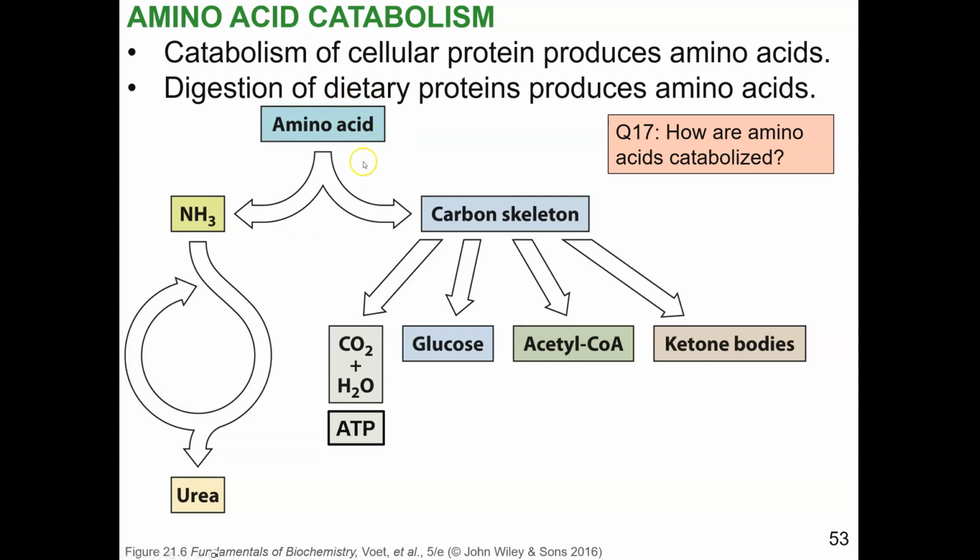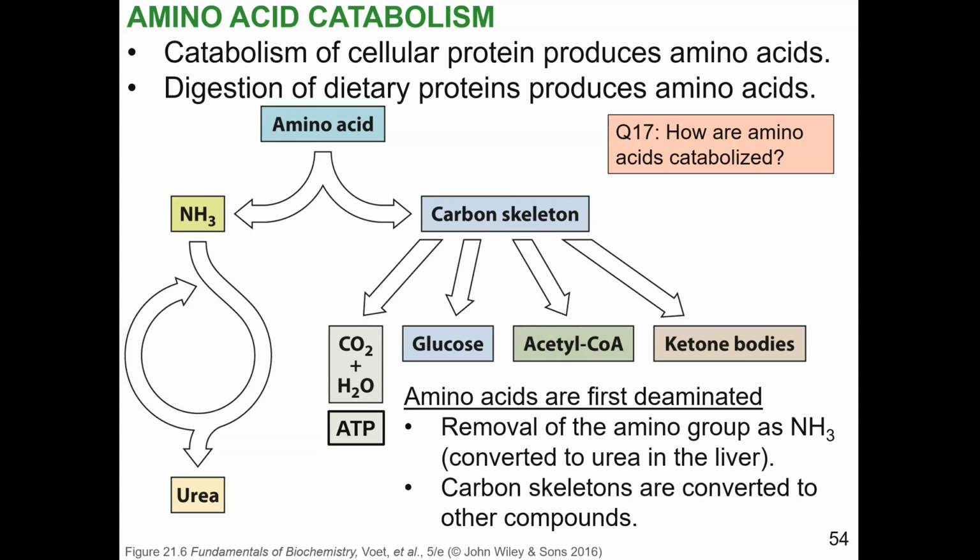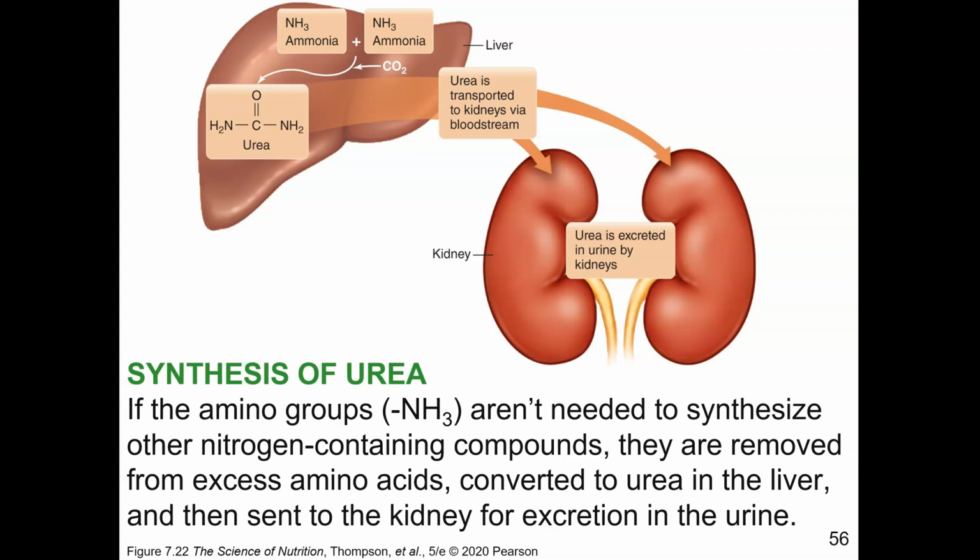In question 17, I asked you to talk about what happens here. We talked about how amino acids have nitrogen. So you have to strip off the nitrogen as NH3, and that goes through something called the urea cycle. The carbon skeletons are what's left. What happens to them depends on what you need. You can bring them through a catabolic pathway and make ATP, or you can take them through gluconeogenesis in the liver. You can make acetyl-CoA, and if you have too much acetyl-CoA, maybe you'll be making ketone bodies. So it just depends on what is available. The removal of the amino group as ammonia happens first, and then the carbon skeletons go other places depending on what you need.